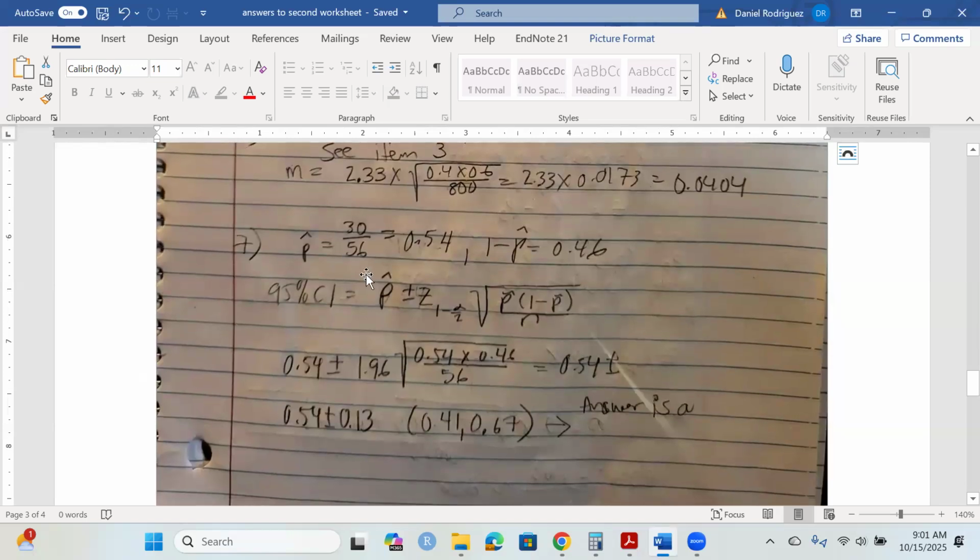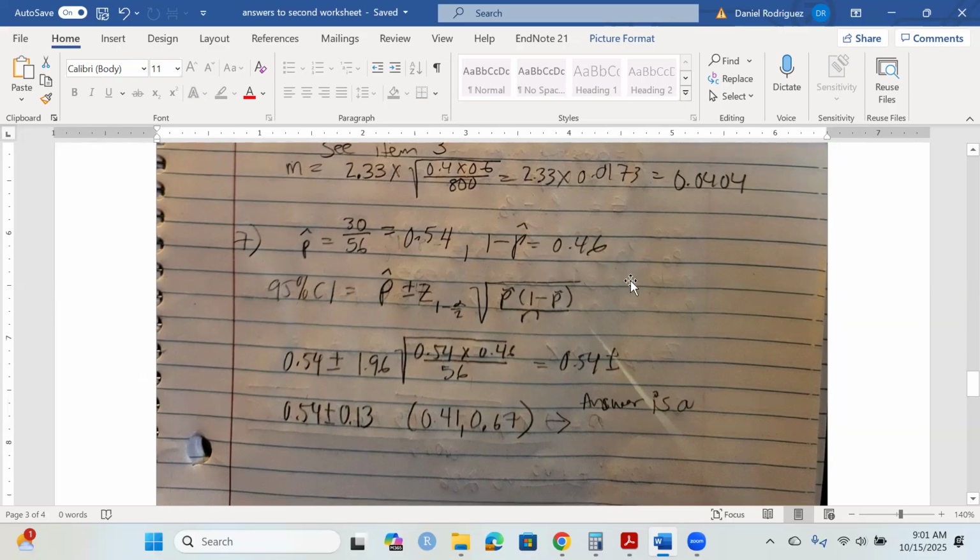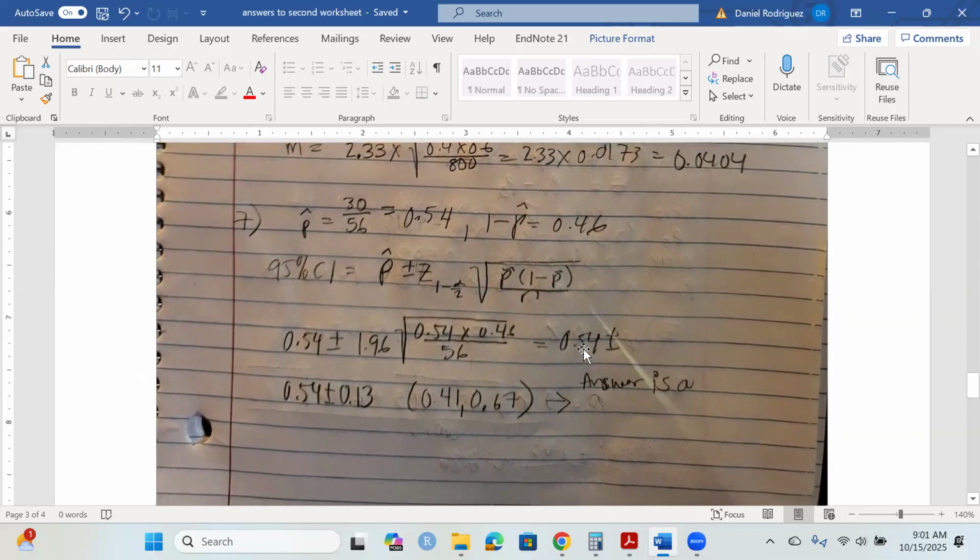So we had 30 of 56, so our proportion of successes is 0.54, or failures, if you will. 1 minus success is 0.46. We use success in probability or proportions. Well, probability, in this case, are the same thing.